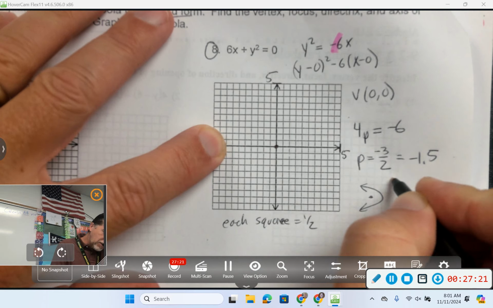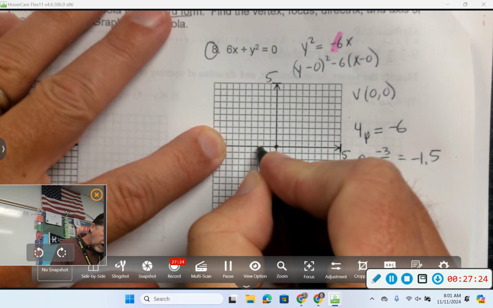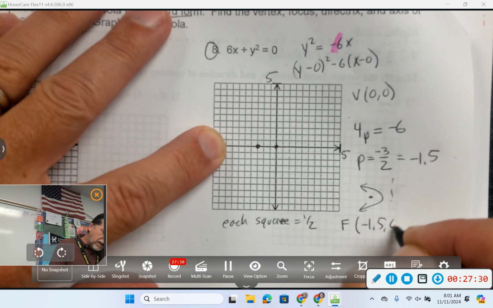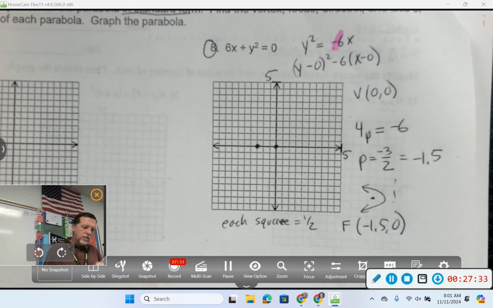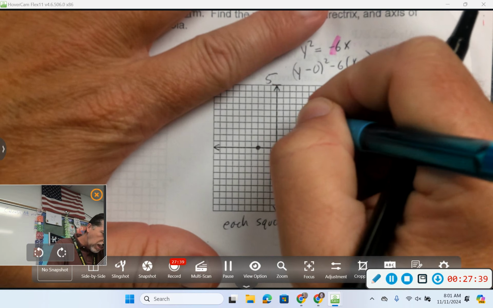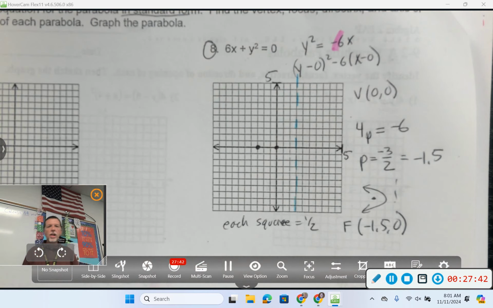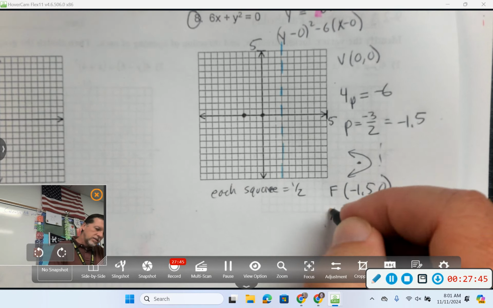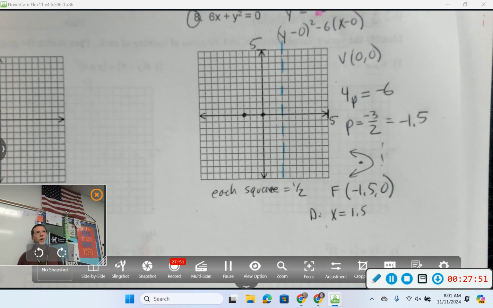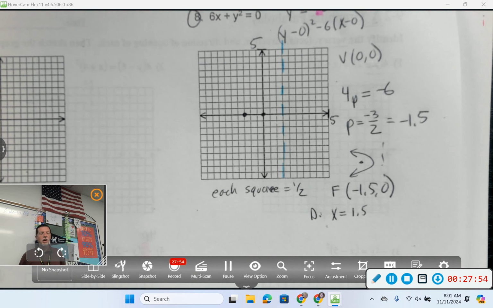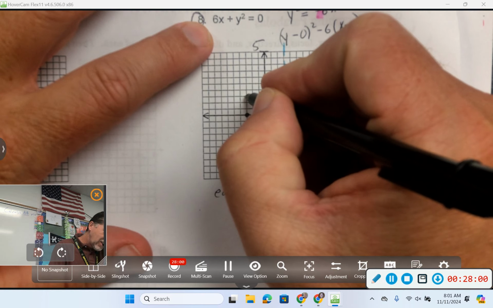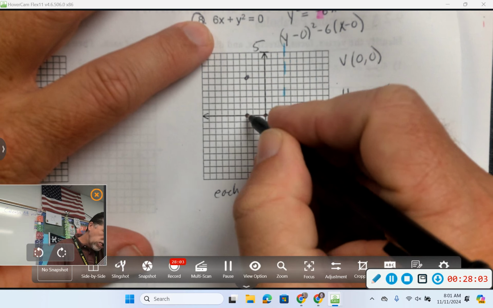Okay, so the focus is negative 1.5 away. So negative 1.5 comma 0. The directrix is 1.5 away, but on the other side. X equals 1.5. And how far away are the endpoints of the latus rectum from the focus? So 6 boxes. So 6 boxes, that's right. There we go.